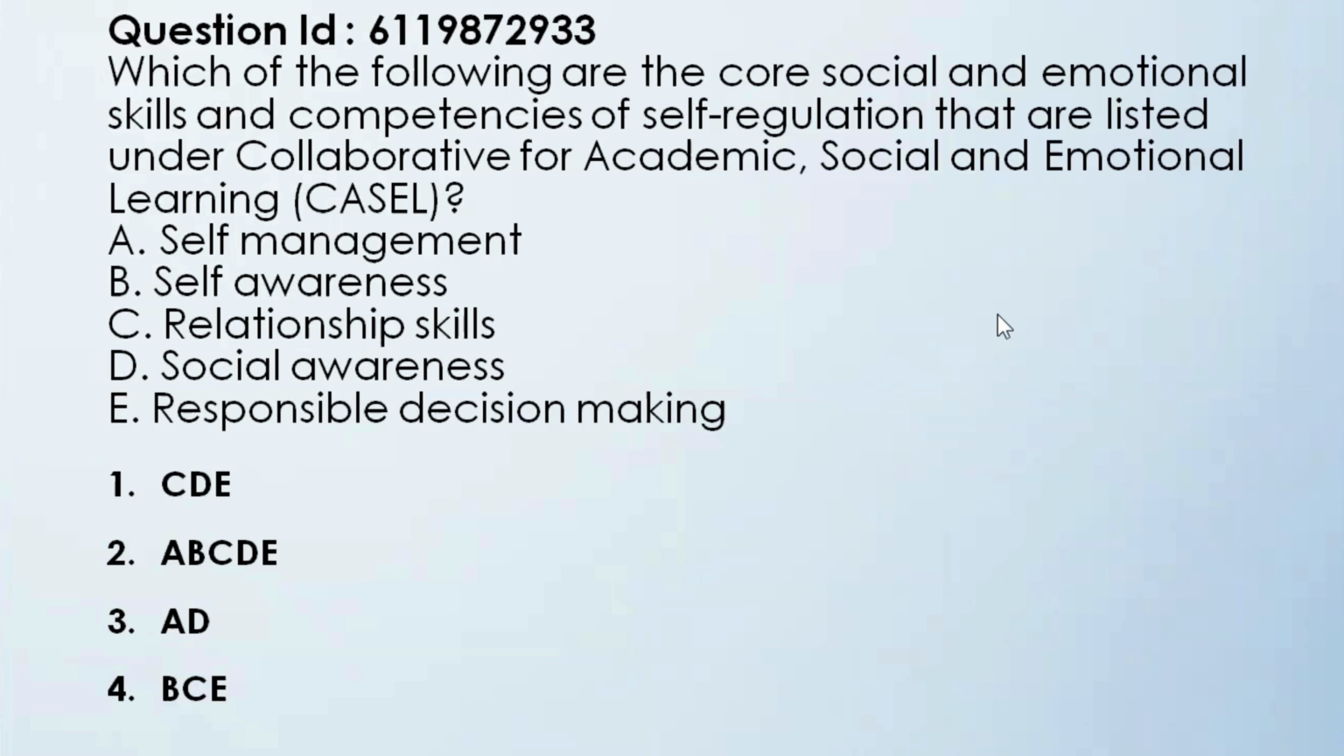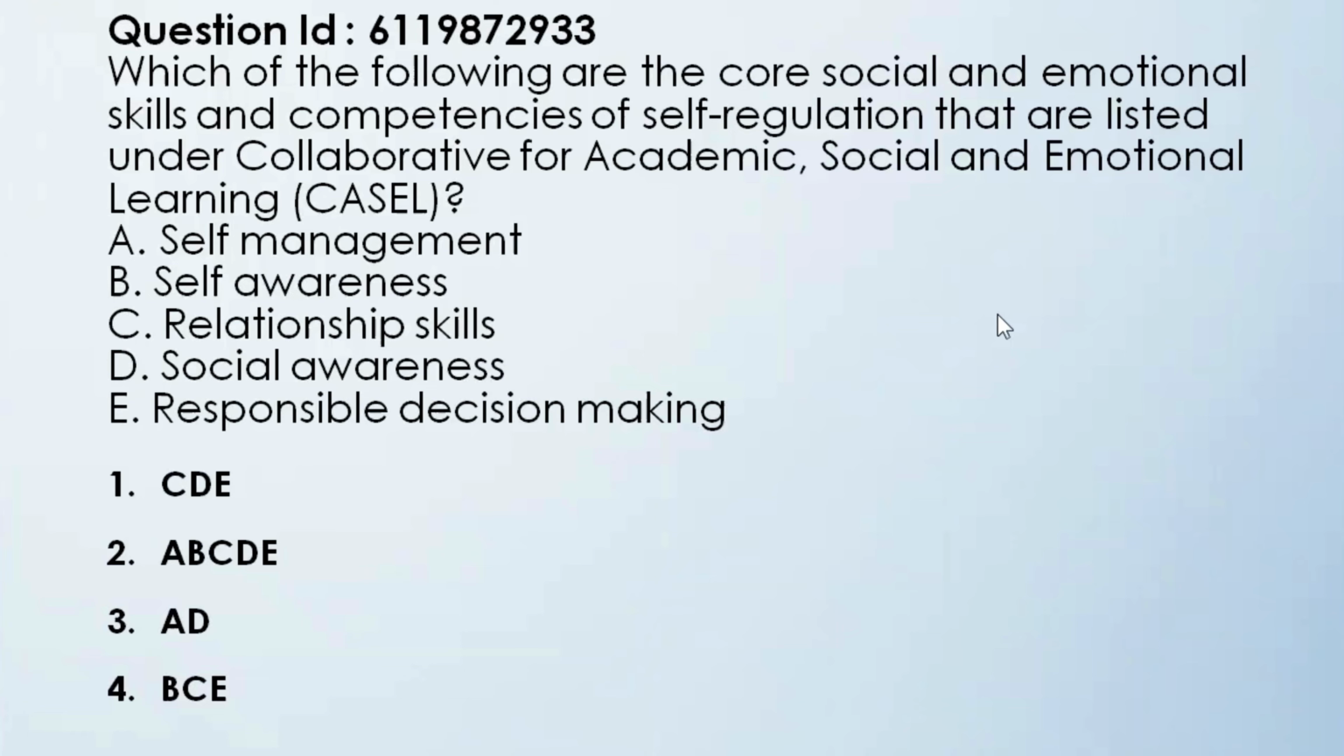So the first question is, which of the following are the 4 social and emotional skills and competencies of self-regulation that are listed under collaborative for academic, social, and emotional learning? A: self-management, B: self-awareness, C: relationship skills, D: social awareness, E: responsible decision-making. Option 1 is CBE, option 2 is ABCDE, option 3 is AD, option 4 is BCE.